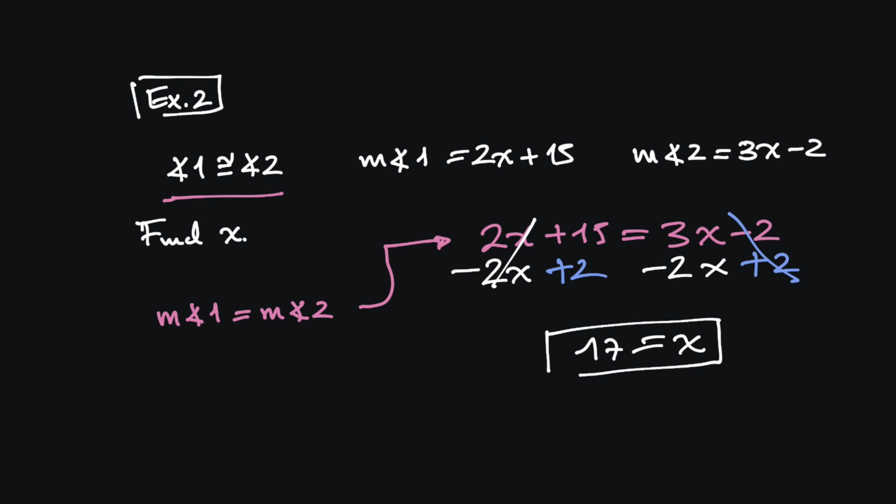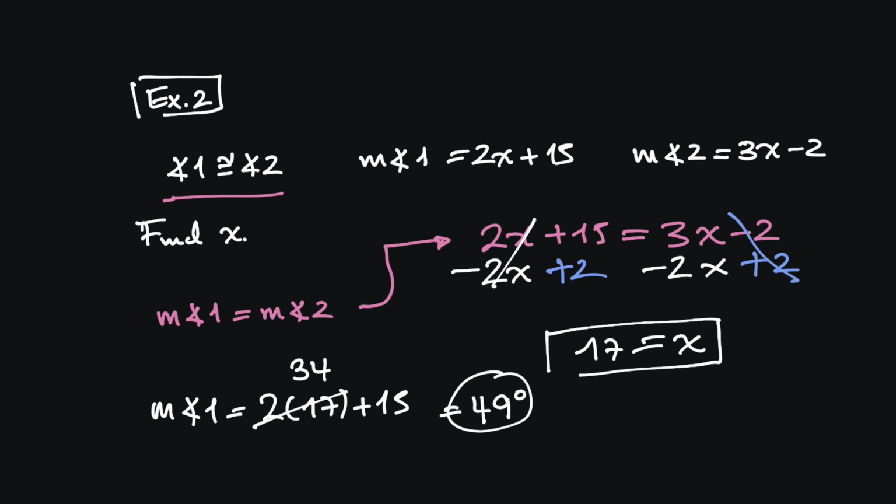What if I wanted to know the measurement of the angle? So the measurement of angle 1 will be equal to 2 times x, 2 times 17, plus 15. This is 34. 34 plus 15 is going to be 49 degrees. That will be the angle 1.